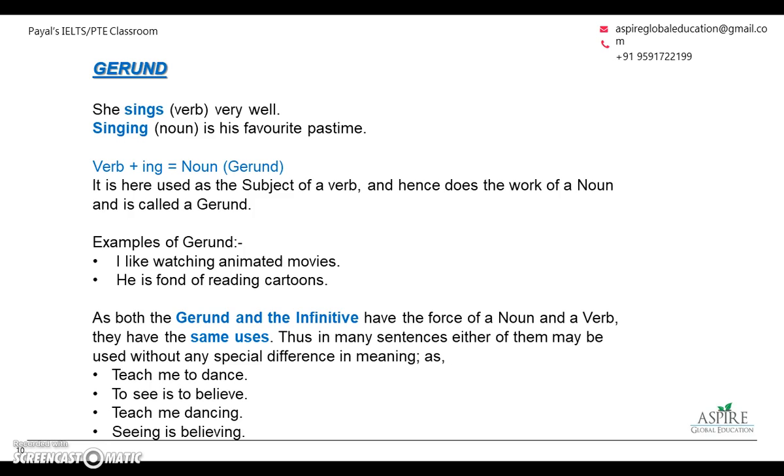In the further lessons, we will go through tenses and how to transform one form of sentence into another, also to identify different kinds of errors. So stay tuned and happy learning.